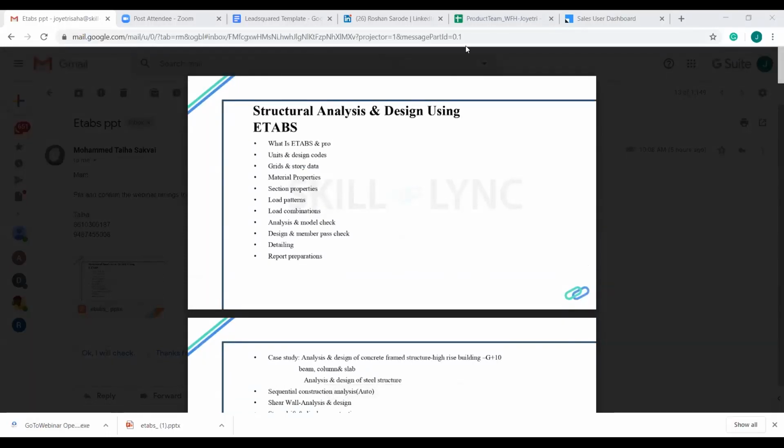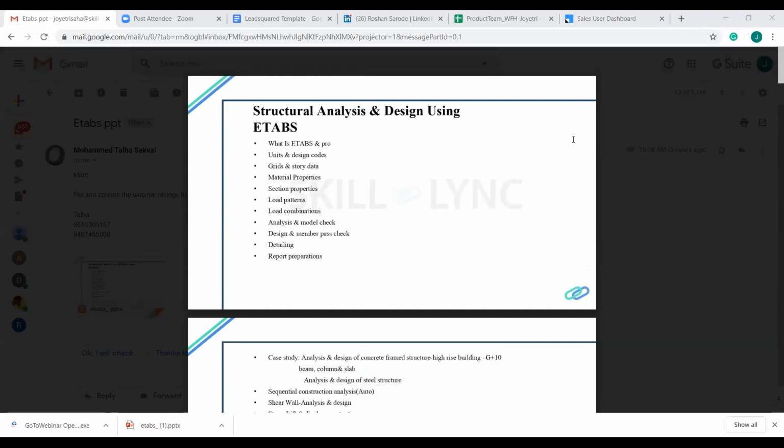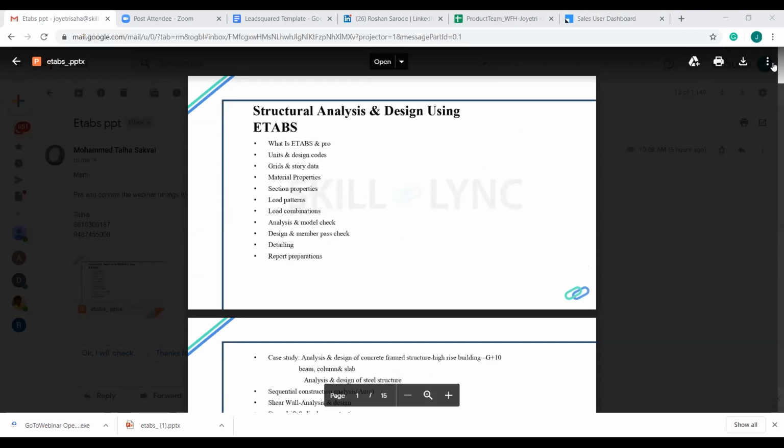Am I clear to everyone? Am I audible? Yes, sir. When you want to shift to another slide, just tell me to change the slide. Okay, fine. Yeah, sure.